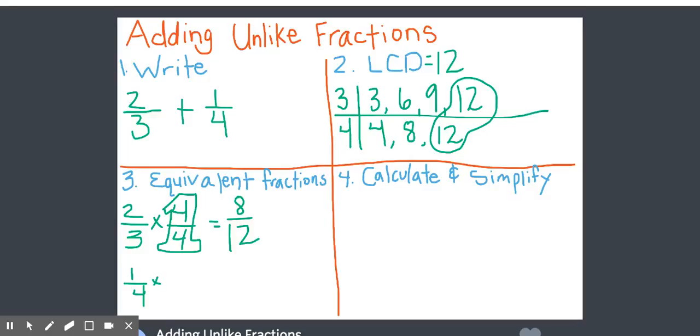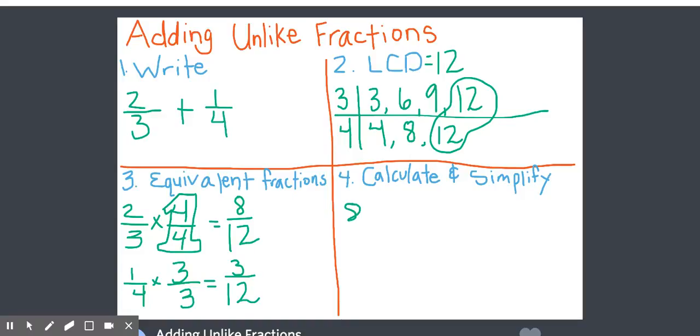I do the same thing with the other fraction. I have to figure out how to make the denominator 12. Well, I know 4 times 3 is 12. And then I need to put that 3 up here as well. And 1 times 3 is 3. So now I'm ready to calculate and simplify.